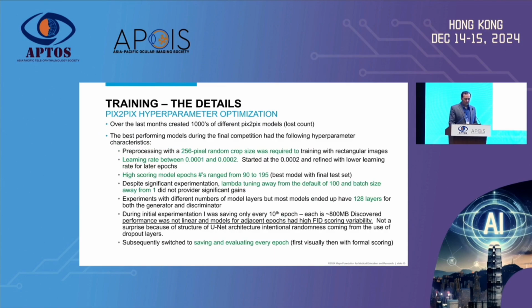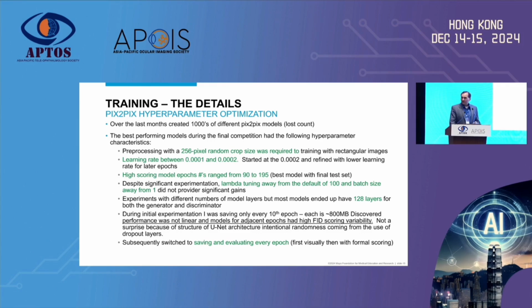So what worked and what didn't work? To use the pix-to-pix model, you can't use rectangular images unless you crop them to squares, so I cropped them to squares. Learning rate was important, and I usually started with a little higher learning rate and then honed it down at the end. My highest scoring model ended up being one that had 195 epochs. I experimented a lot with the lambda, and all this is publicly available in terms of what these parameters do, and it turns out that the default ended up being the best performing for this task.